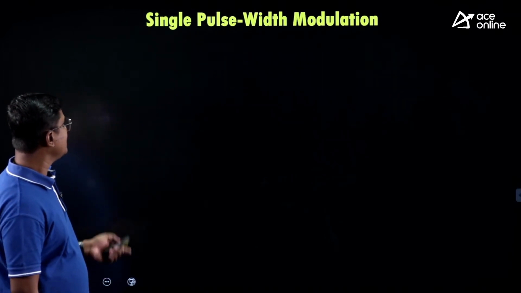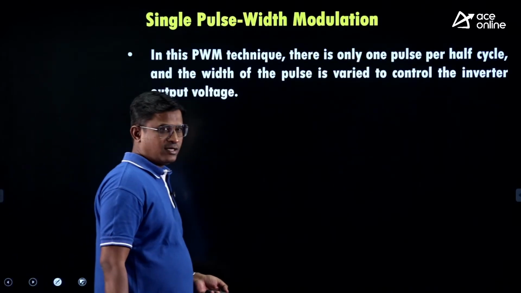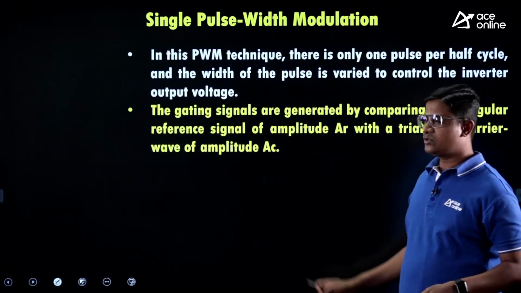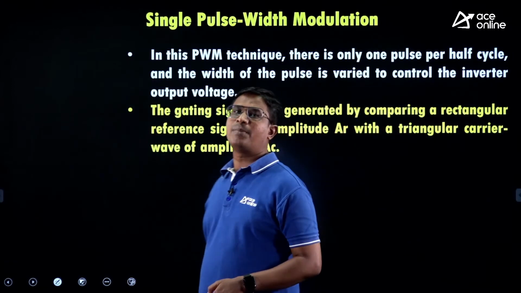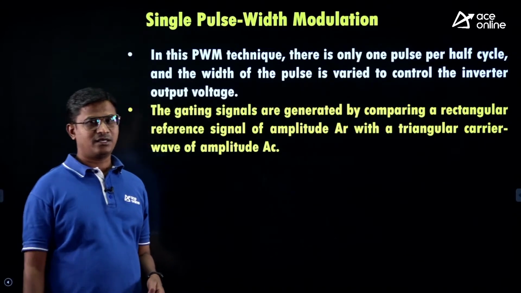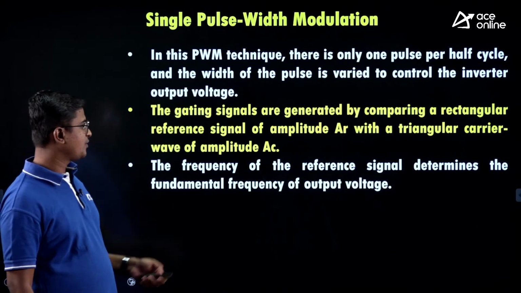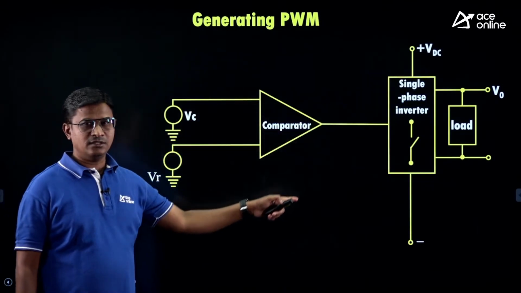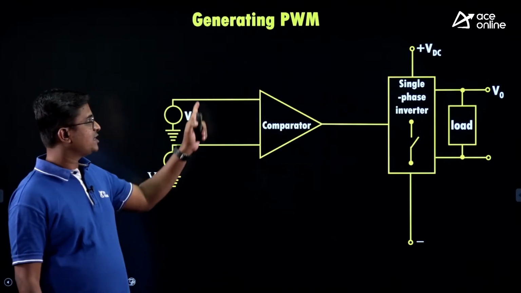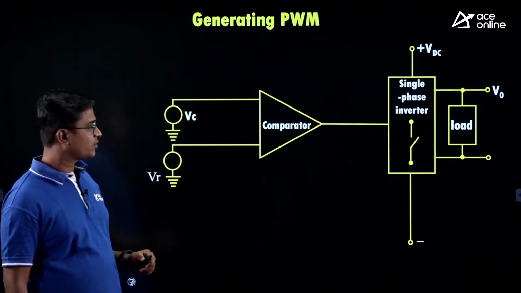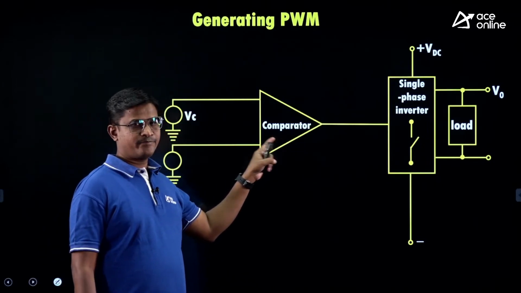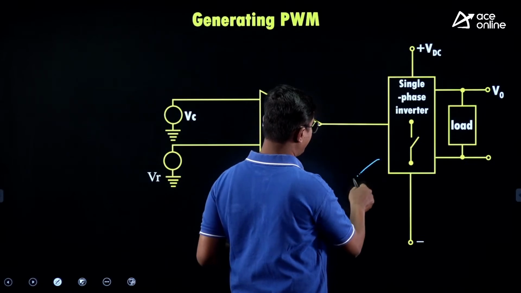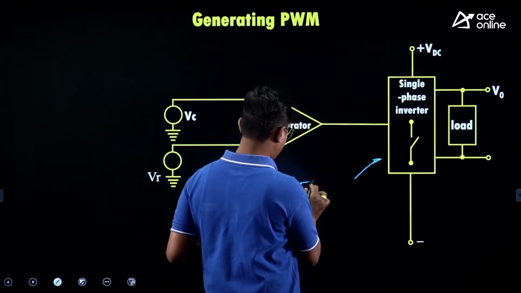Let us discuss single pulse width modulation first. In single pulse width modulation, in the output we are going to get one pulse corresponding to each half cycle of the inverter output. This is the basic block diagram for generating the pulse width modulating signal. Here we have the comparator. Next, here we have the trigger pulse generator block.